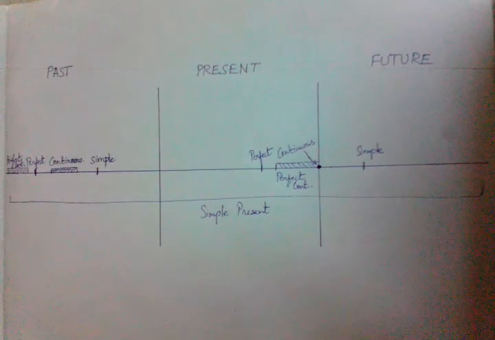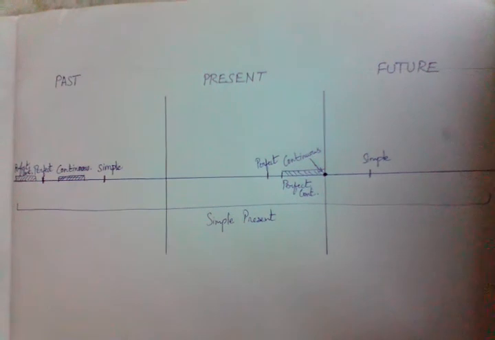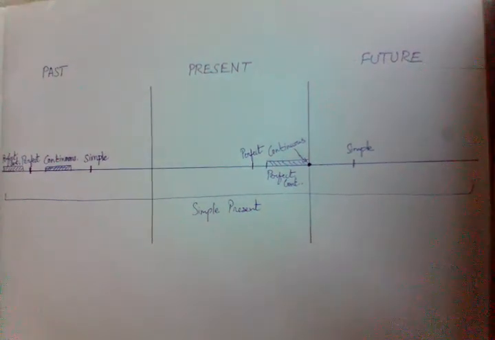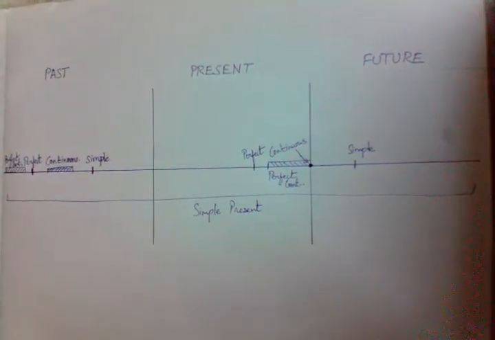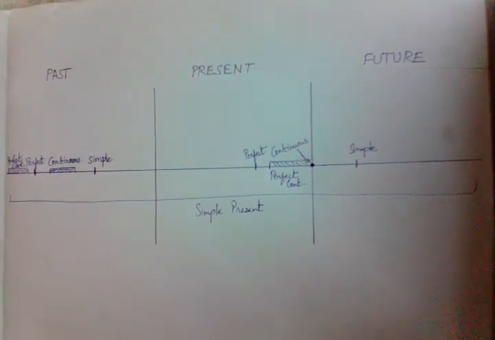Okay. And the next one is future continuous. Now the future continuous is a tense you use when you want to talk about something that will be going on for a period of time in the future. So it's a duration. For example, she will be going to school.